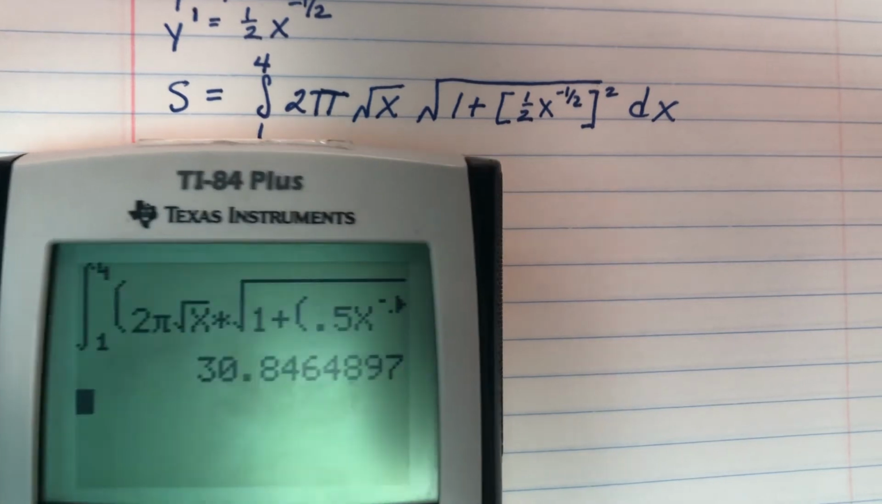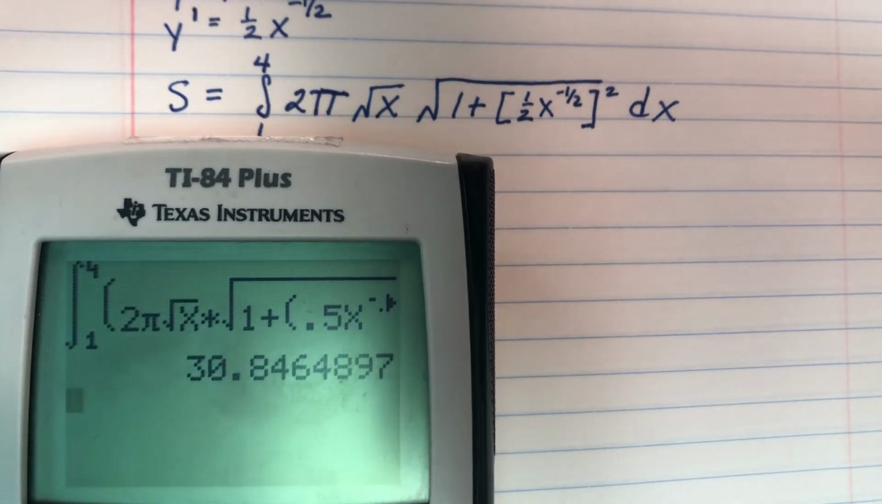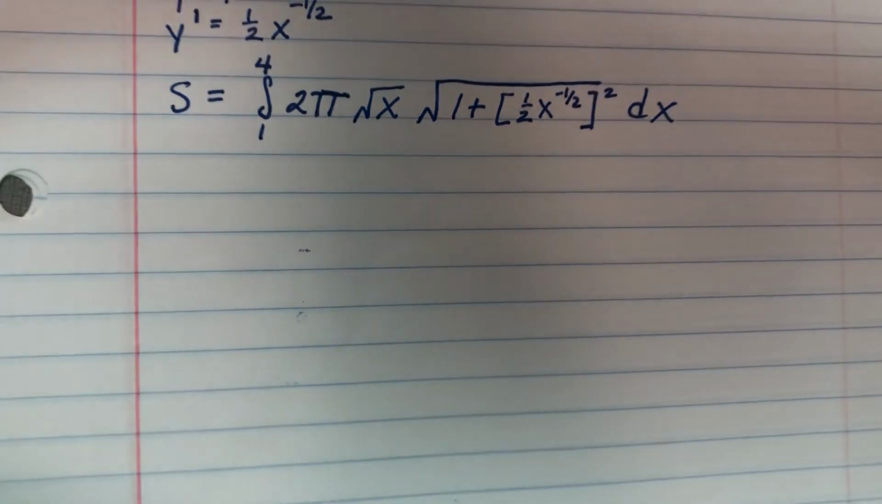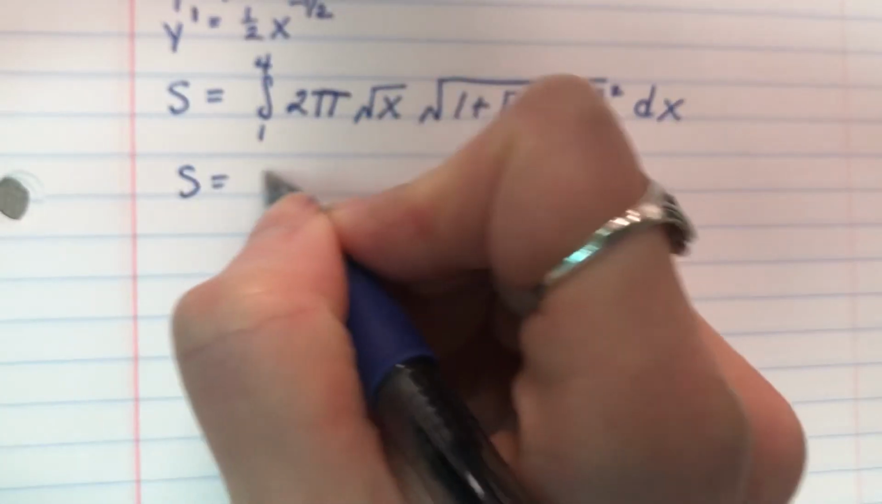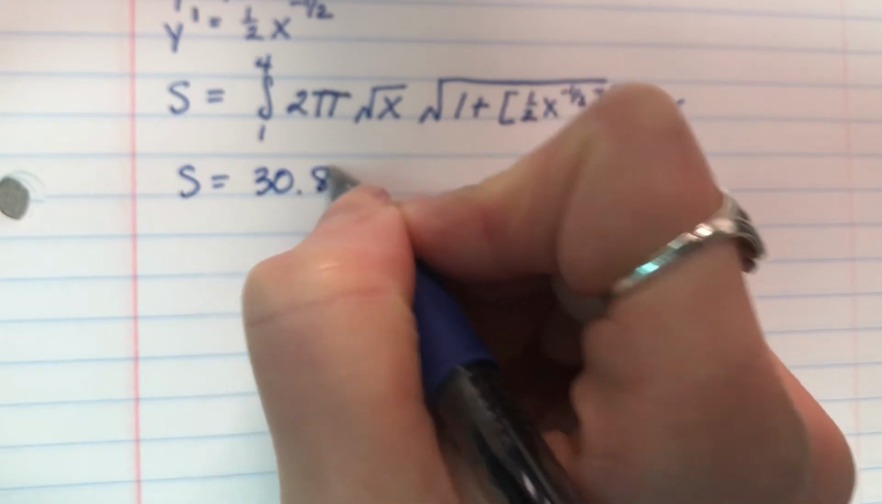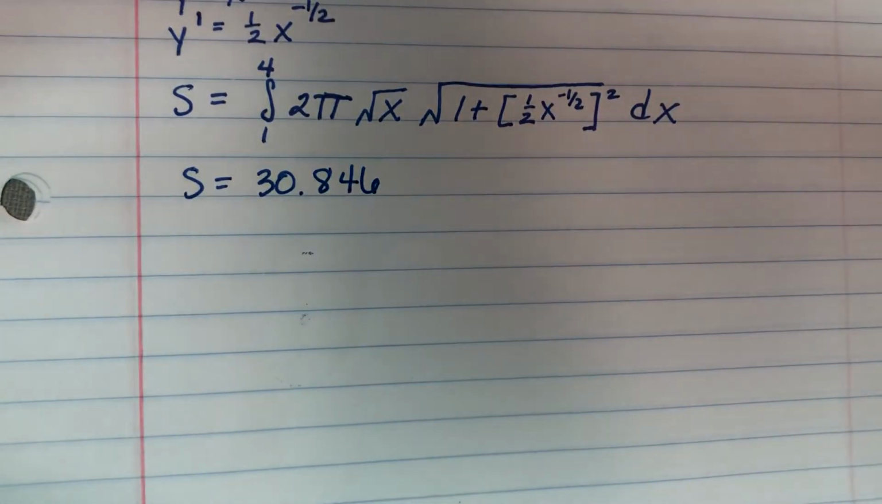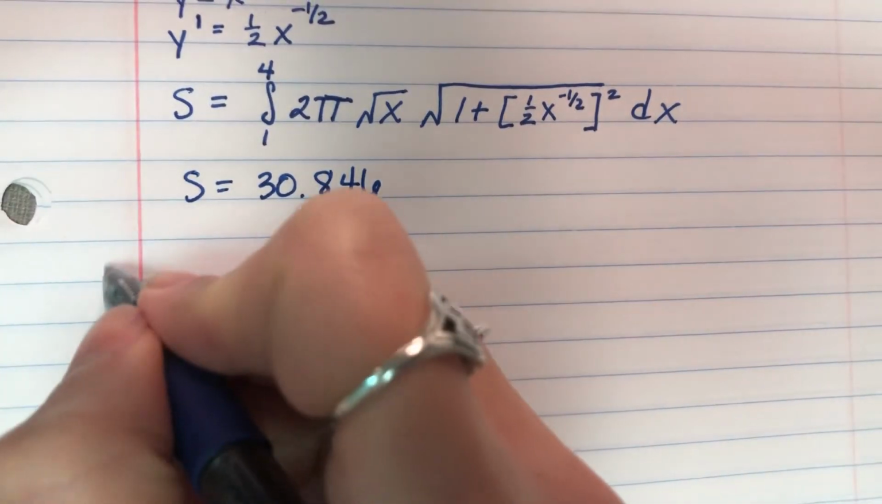Okay, so what will that give me? 30.846. So the surface area is 30.846 for this solid of revolution. All right, let's try another one, number 2.